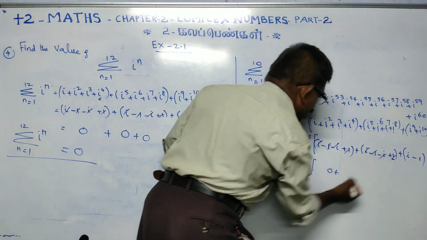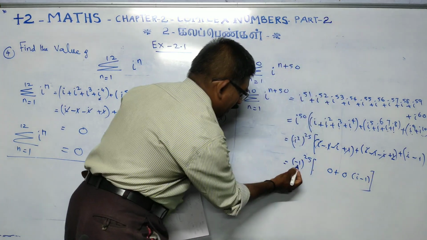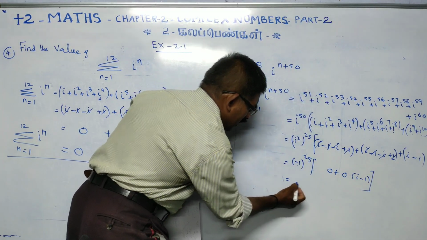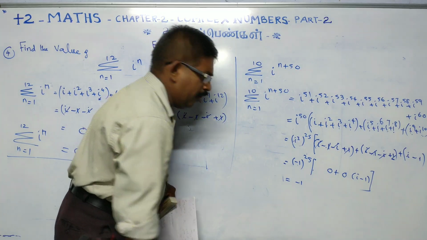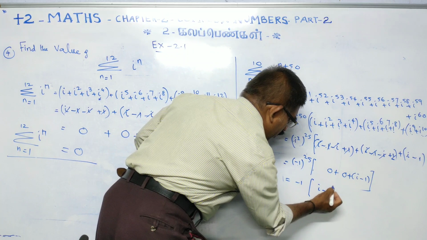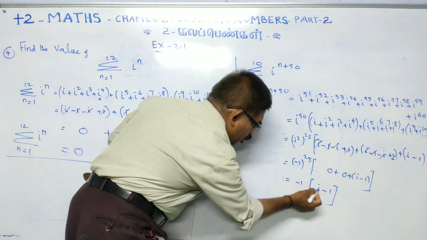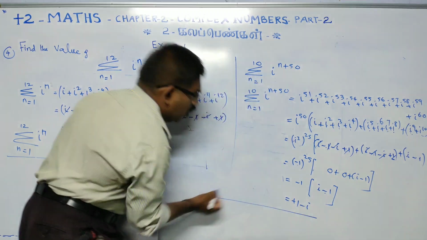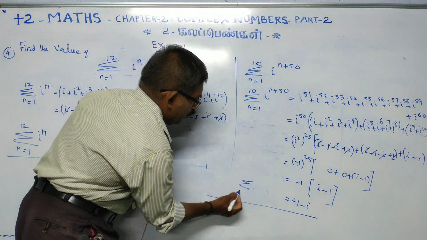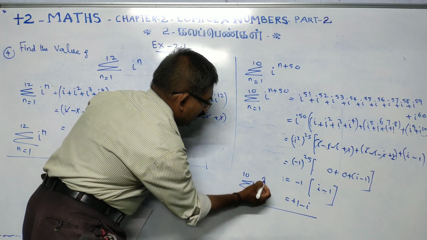Cancel, cancel, 0. I -1. -1 power odd number comes -1. -1 power odd number comes -1. Multiply this, I -1. Minus into minus plus 1. Minus into I means minus I. Okay, this is the value of sigma n equal to 1 to 10 I power n plus 50.